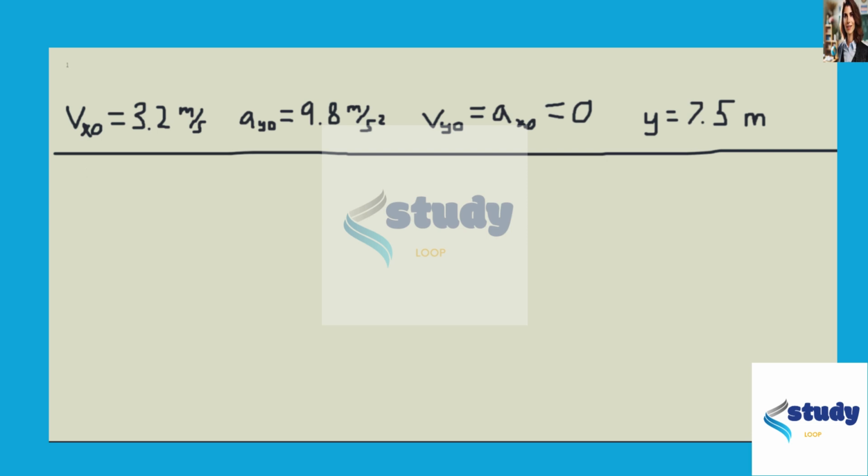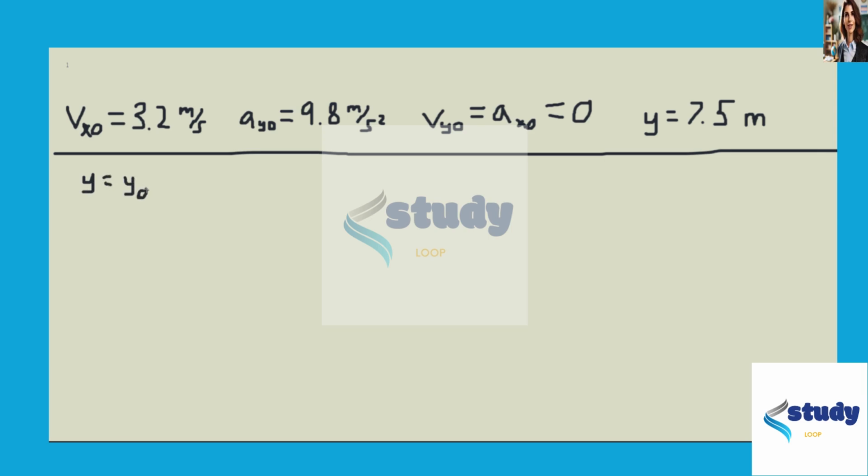Our question says that a tiger leaps horizontally from a 7.5-meter high rock with a speed of 3.2 meters per second. How far from the base of the rock will she land? To solve this question, we are going to choose downward to be the positive y direction, and the origin will be at the point where the tiger leaps from the rock in the horizontal direction.